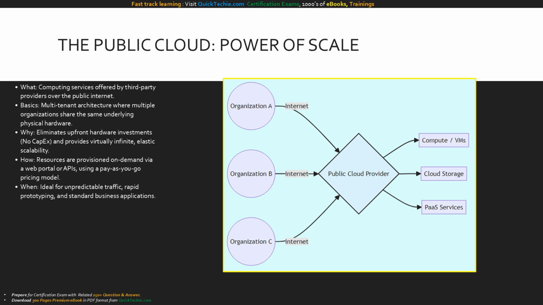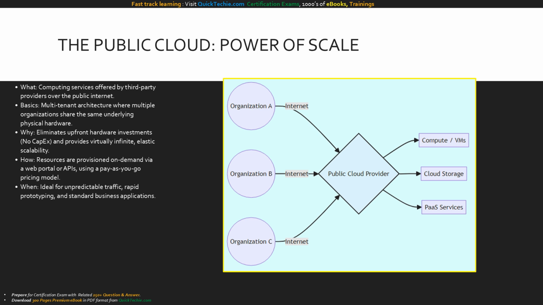Looking at this diagram, we illustrate the multi-tenant nature of the public cloud, which is crucial to understand. On the left, we have Organization A, Organization B, and Organization C. They represent completely different, unrelated companies. Notice how all the arrows flow over the internet into a single, unified public cloud provider boundary. Inside this boundary, the provider manages massive pools of compute, storage, and platform-as-a-service offerings.